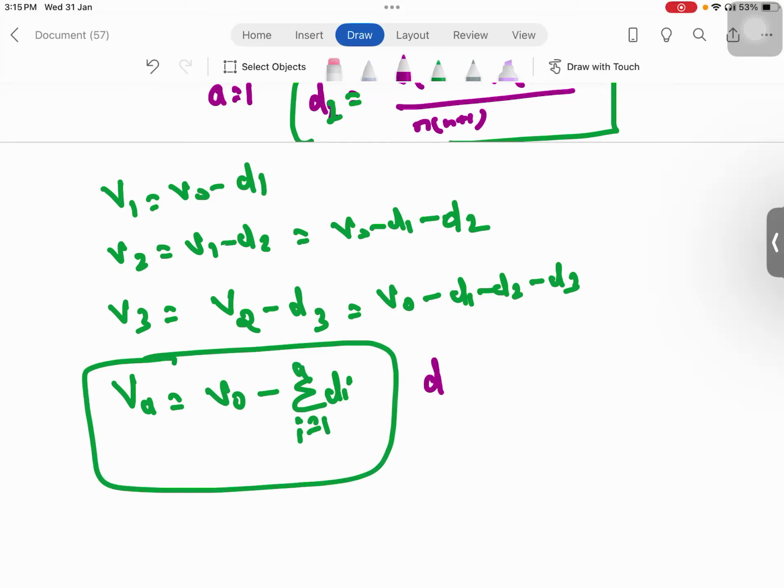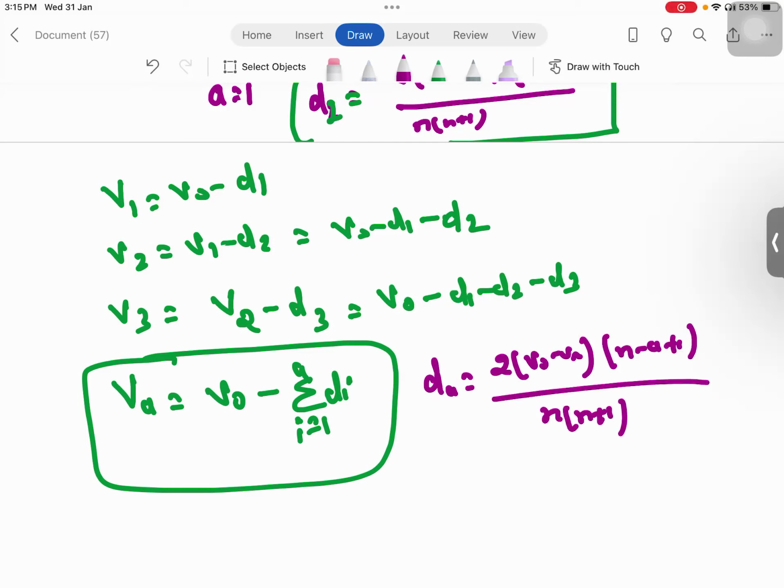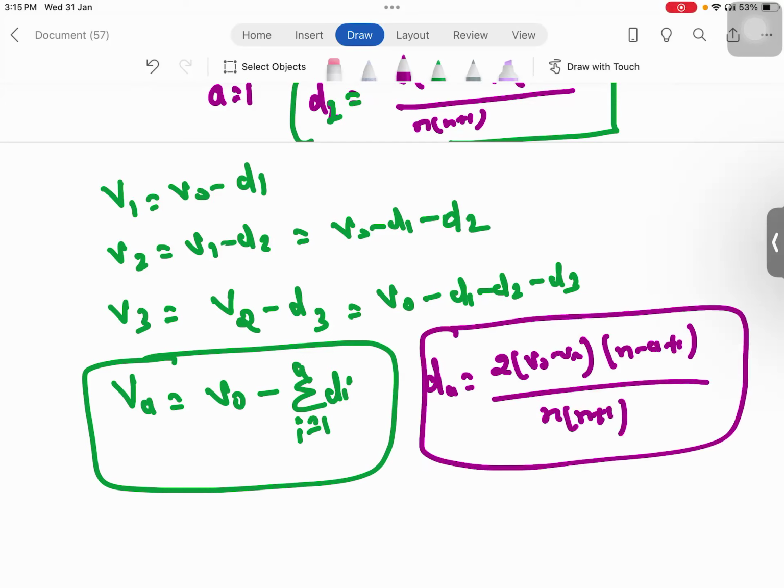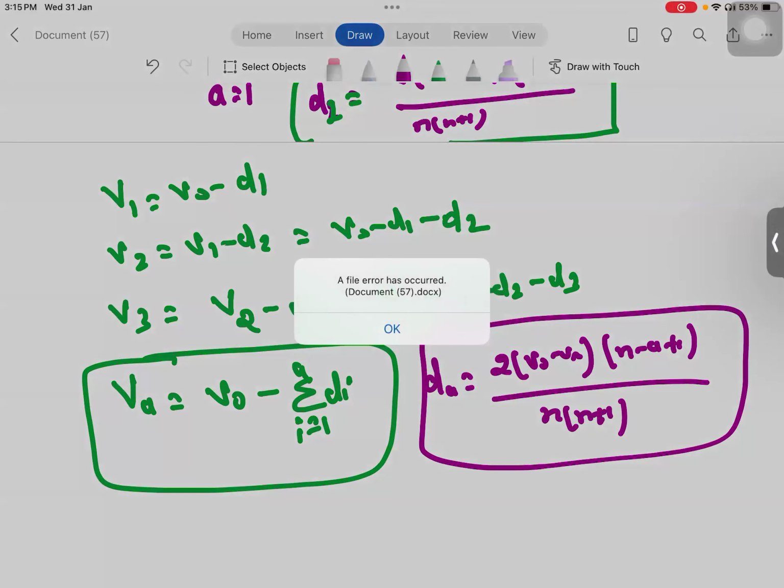And obviously the formula for DA, I have told you: 2 into V naught minus Vs, into n minus A plus 1, divided by n into n plus 1. So these two formulas are very important while calculating the depreciation and book value of assets using the sum of year digits method, right?